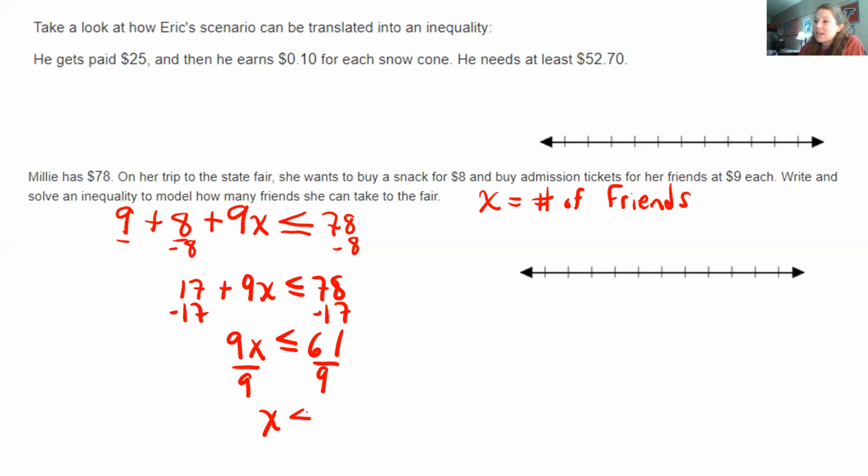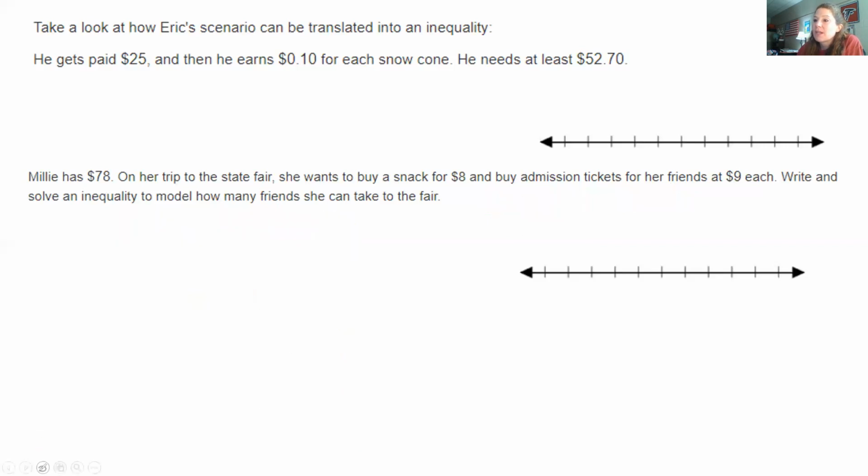6.7. So can she buy 6.7 friends a ticket? No, that doesn't make sense. You don't have part of a person. Does she have enough money to buy 7 tickets besides herself? No, she doesn't have enough. So she can bring 6 of her friends or less, because this says less than or equal. She can buy tickets for 6 people or less. Okay, that makes sense? I hope it does. All right, let's look at the next problem. Oh, and we didn't graph that, but hopefully you know what it means to graph it.